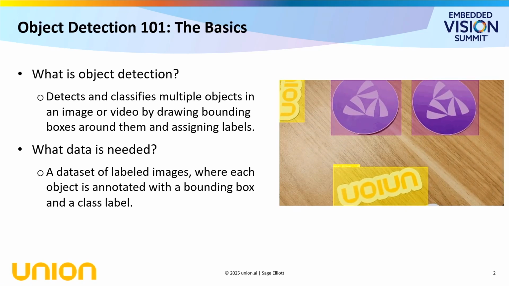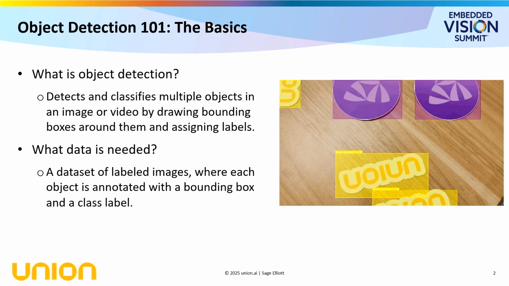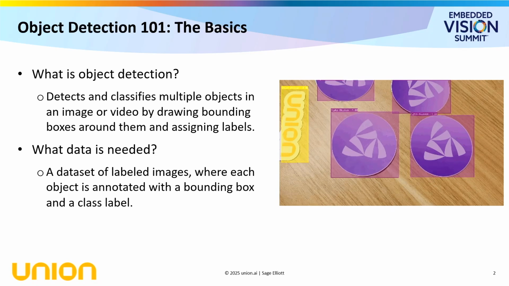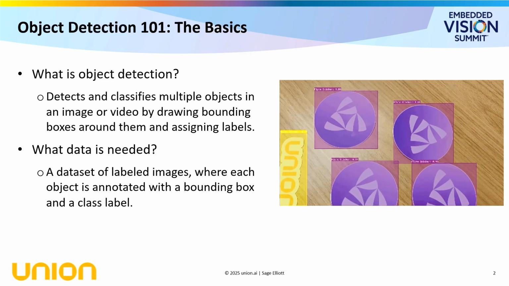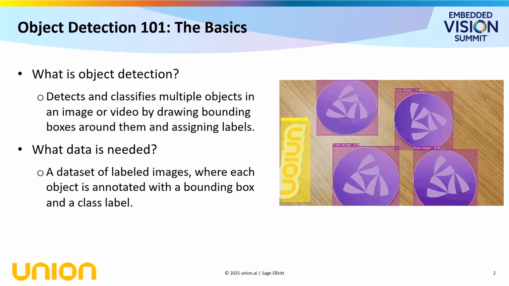And for the deep learning architectures that we're going to talk about today, the data set you need to train your own is a labeled image with these bounding box coordinates that you feed it, and then the model's going to learn how to identify that object.